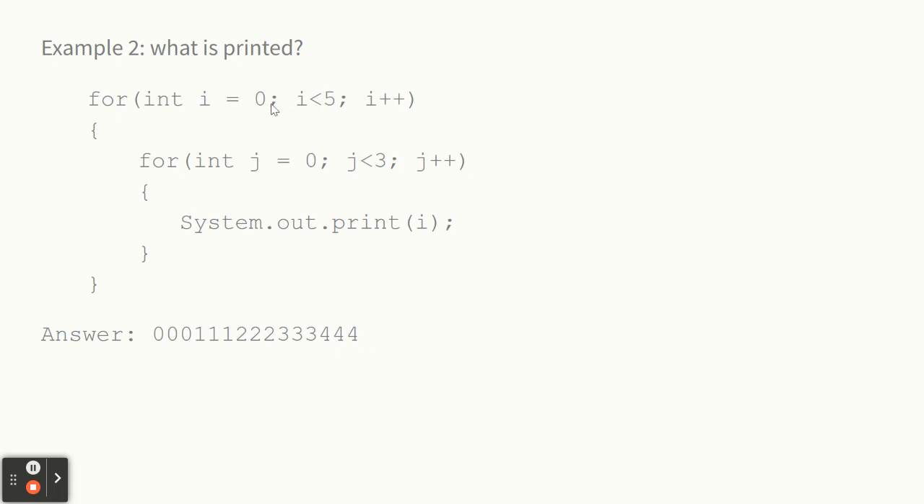Let's look. I is 0. It comes in. You know this is going to repeat 3 times. We're not even using J, but that's okay. This makes it repeat 3 times, and we're printing I 3 times. So 0, 0, 0, 1, 1, 1, 2, 2, 2, 3, 3, 3, 4, 4, 4.